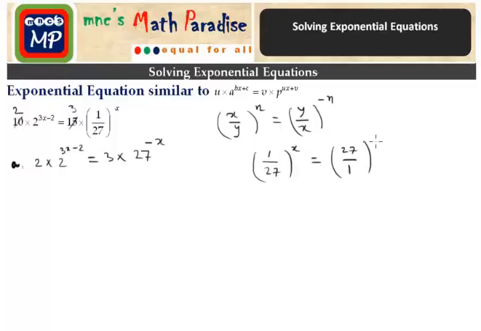Then we can make this positive power a negative power. Now 27 by 1 is actually 27, so 27 to the power minus x. So we can write 1 divided by 27^x as 27^(-x).